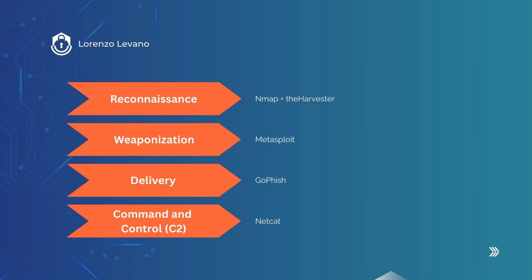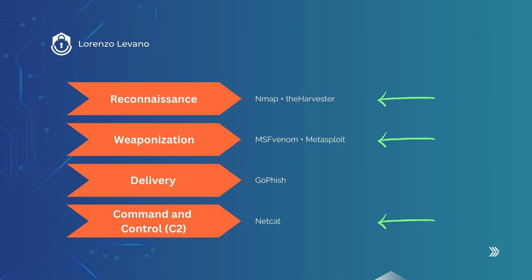So here we can see how we map specific tools to some of the Cyberkill chain phases. In the reconnaissance phase, we use Nmap and theHarvester. These tools help us discover systems and gather data from open sources. For weaponization, we use Metasploit to configure and deliver the exploit.